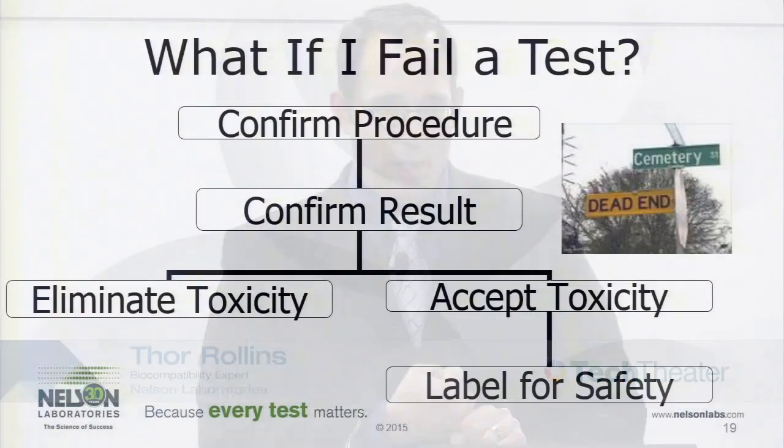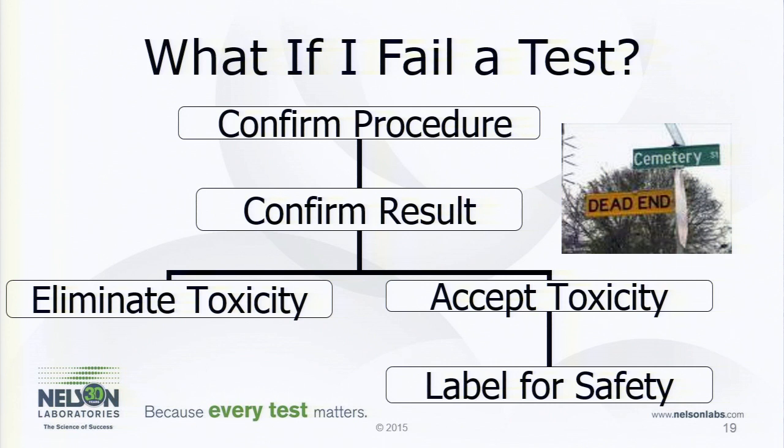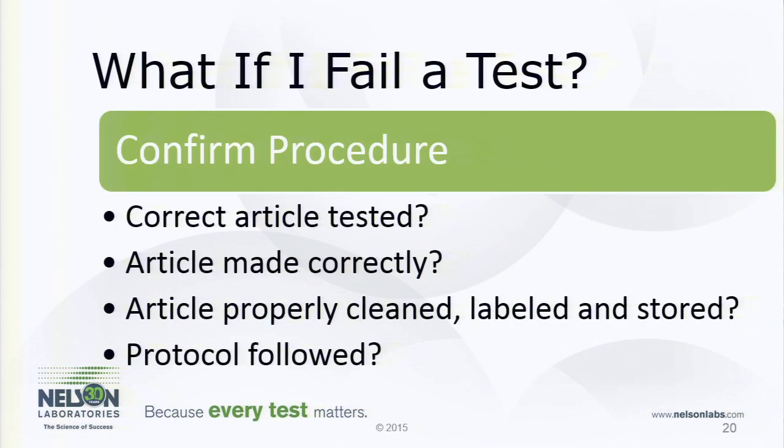So there's some things we have to do though. First, we have to confirm the procedure, then we have to confirm the result, and either we have to eliminate or accept the toxicity of that test. So really quickly, I'm going to go through each one of these categories. The first one is basically just to make sure that the test is right. And if you work with a good lab, they'll work with you on this investigation. They'll look at, and I'm going to use cytotoxicity because that's the one that fails the most, samples that were tested before and after to make sure there could be no cross-contamination.